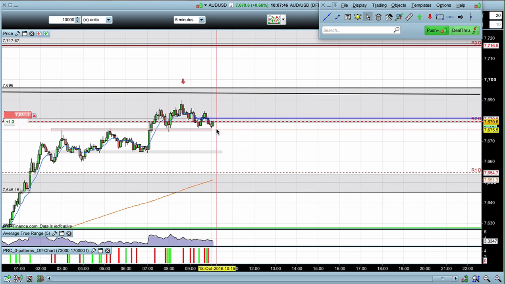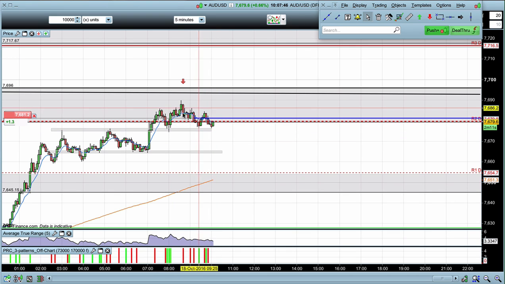Okay, so we're just going to let this continue to run. Nothing's really happened as yet. I'm still just watching the market, waiting for the initial reactions to settle down, and then we can see what direction we get from the trade.